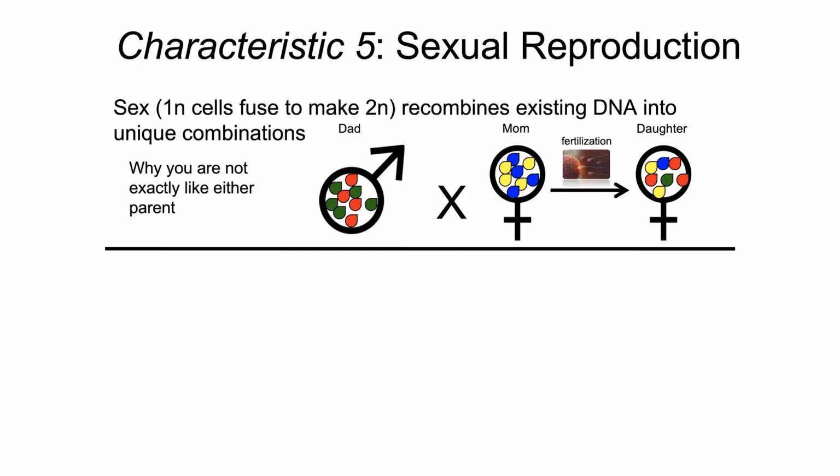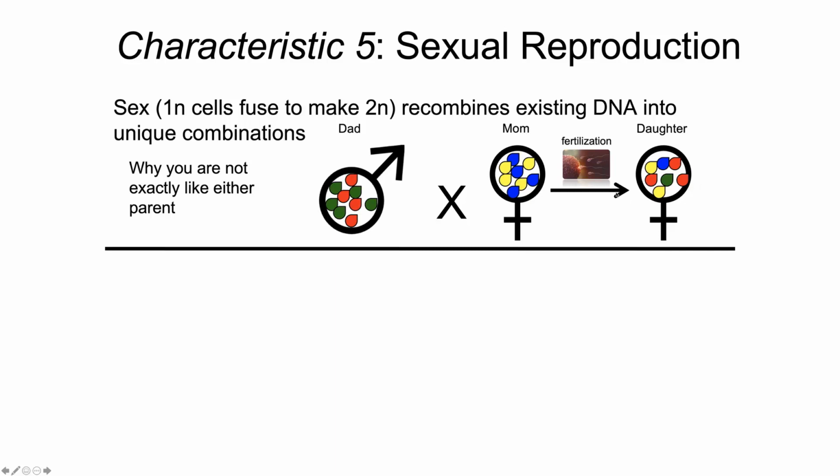And this is why you're not exactly like either parent. Your dad has his unique set of chromosomes and alleles associated with those chromosomes, and mom has all of the same chromosomes, but she has her own unique alleles on each of those chromosomes. And so when you combine them, you can get different combinations of alleles to produce the offspring.